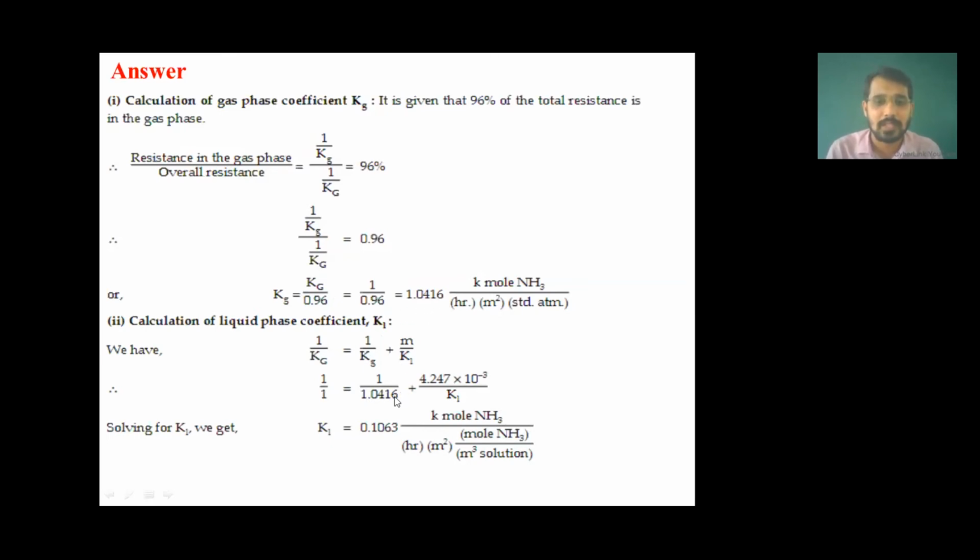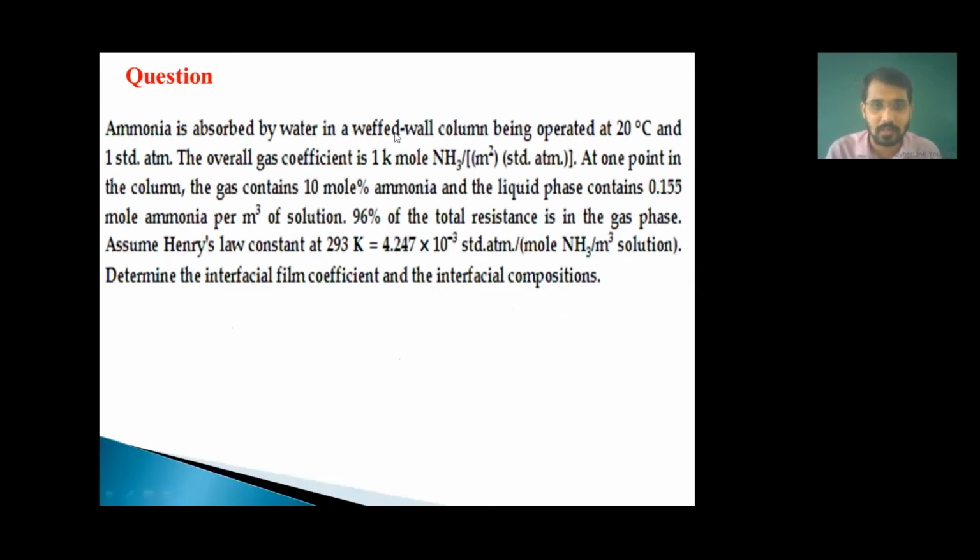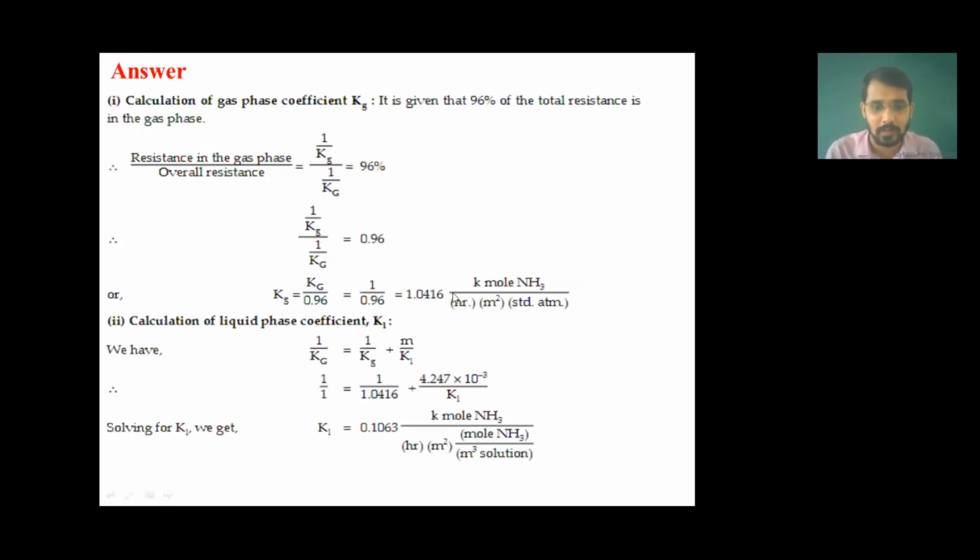Just put this term in the equation: 1 upon 1.0416 plus m. This m is nothing but Henry's law constant, which is given as 4.247 into 10 raised to minus 3. Put this value here, and small kL is unknown. By calculation you will get small kL equal to 0.1063. The unit is kilomole NH3 per hour meter square, mole NH3 per meter cube of solution. So this is the calculation for the liquid phase coefficient, small kL.